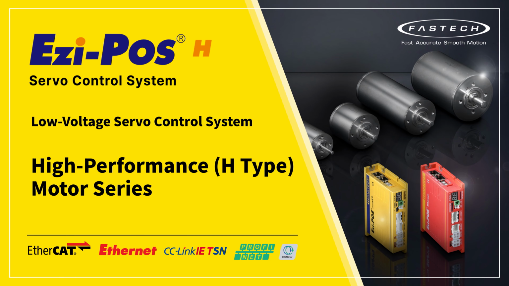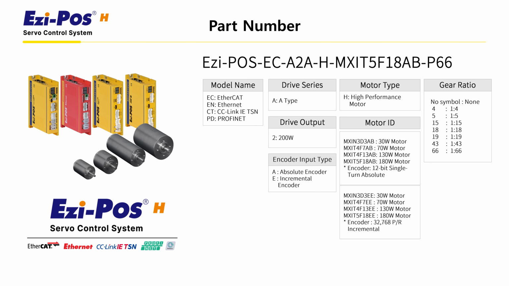Today, I will introduce Ezi-POS H Series, a unit product that combines the Ezi-POS drive with a high-performance H-type motor. First, let's take a look at the model name of the Ezi-POS H Series. In the example model name, Ezi-POS EC, EC indicates the model type, meaning it supports EtherCAT communication. It supports various communication protocols such as EtherCAT, Ethernet, CC-Link IE TSN, and Profinet.